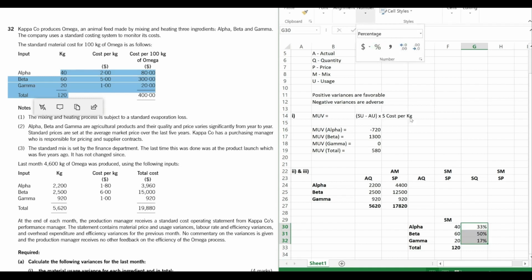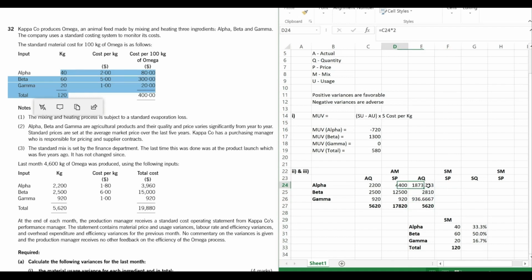Okay, so what that means is that if we apply these percentages to the 5,620 kgs that we actually put in, and distributed those kgs as per the standard mix, 33.3% would go to alpha. After that, 50% would go to beta, and the remaining would go to gamma. And if we add these up, we'll still get the total 5,620.